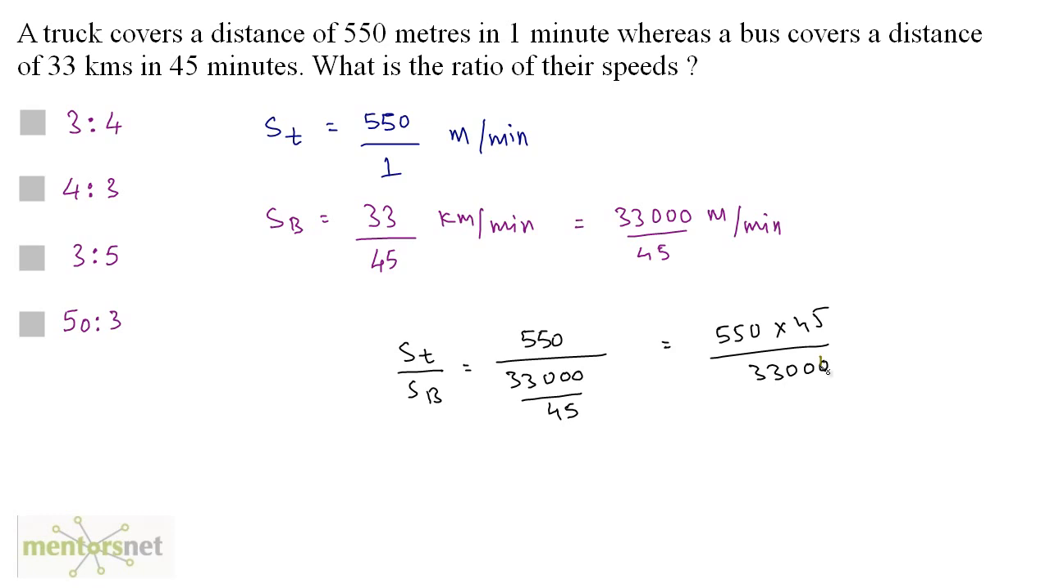Now let's cancel the terms. These zeros and these zeros cancel out. 11 5s are 55. 11 times 300 is 3300. Now 3 times 15 is 45. 3 times 100 is 300. Now 5 times 20 is 100. So what is left is 15 by 20. So this is 3 by 4. So the ratio of the speed of the truck to the speed of the bus is 3:4. Option A.